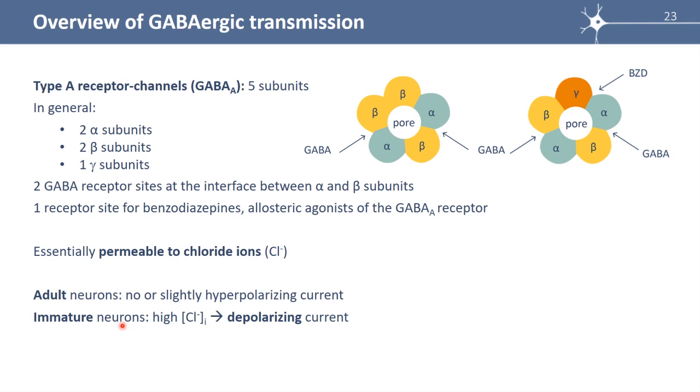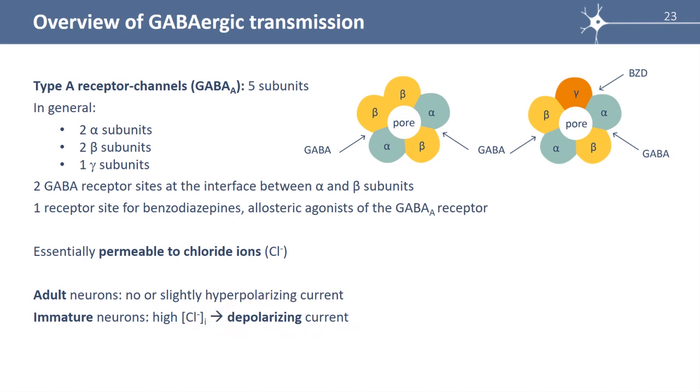But sometimes the chloride current also can depolarize the membrane. This is a small depolarization. It depends on where the equilibrium potential of chloride ions is compared to the membrane potential. In developing immature neurons, there is usually a higher concentration of chloride inside in the cytoplasm, and the equilibrium potential for chloride ions is very different from adult neurons, and we get more a depolarizing current.